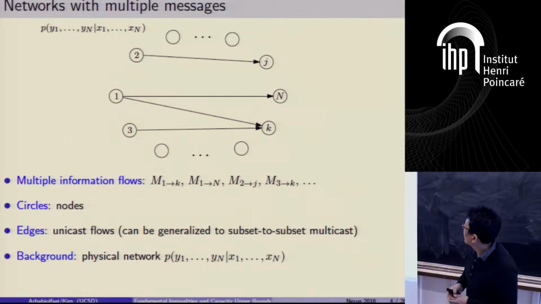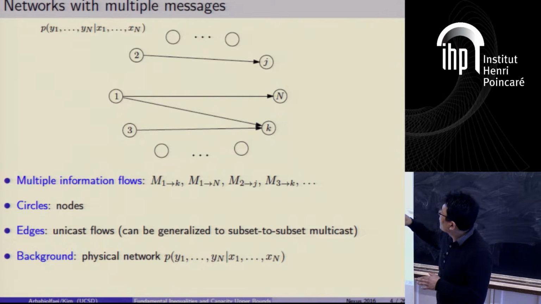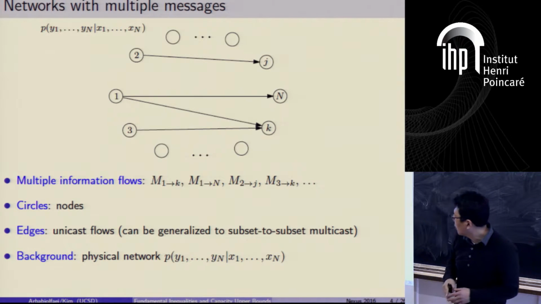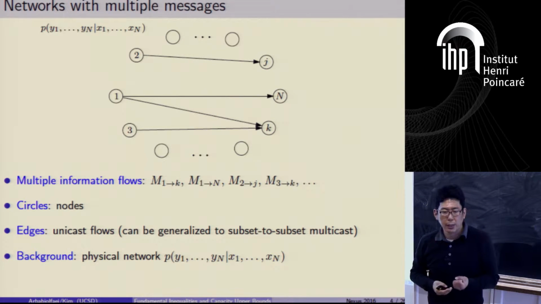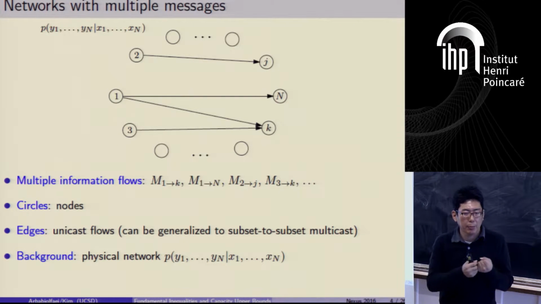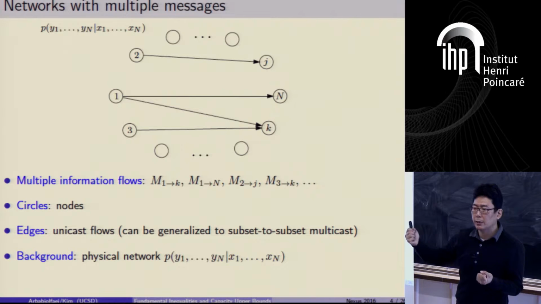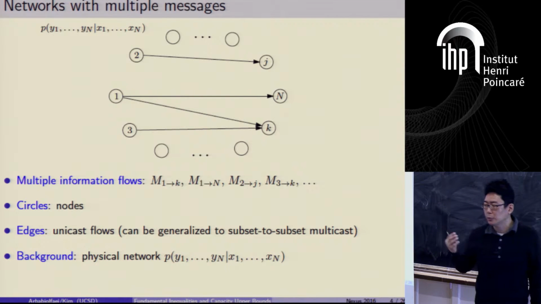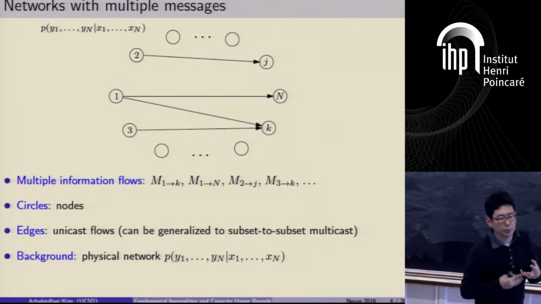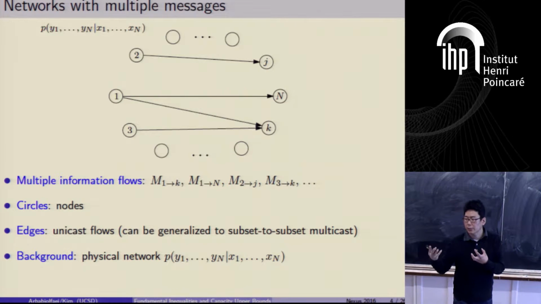Right? And here, I'm making every flow a unicast, which means that it's going from one source. So the message is available at one sender, and it is required at another single node. Okay. In general, you can always think about subset to subset communication.